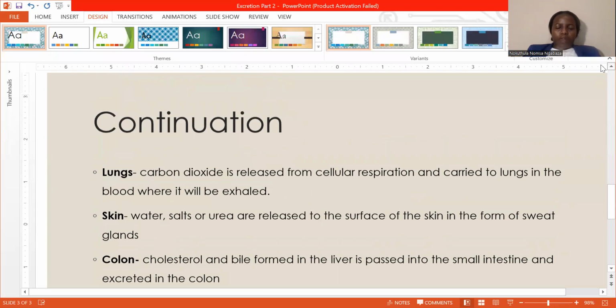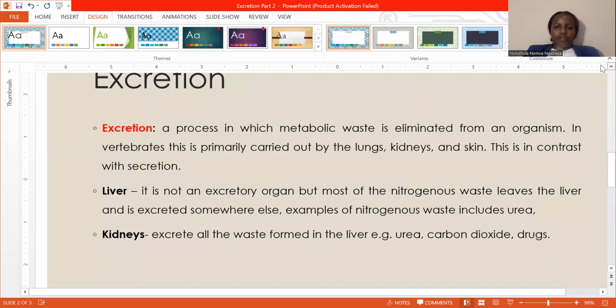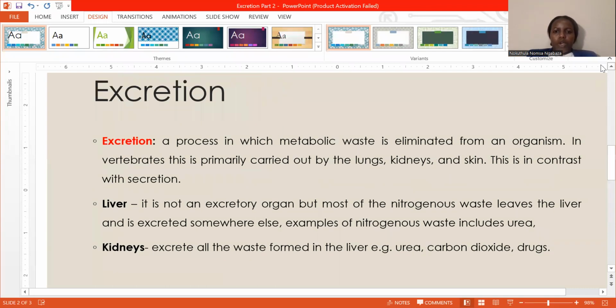When it comes to excretion, we have to know that it is a process whereby metabolic waste is eliminated from an organism. What we're simply saying is that excretion is the removal of the metabolic waste, which we can also call the nitrogenous waste.